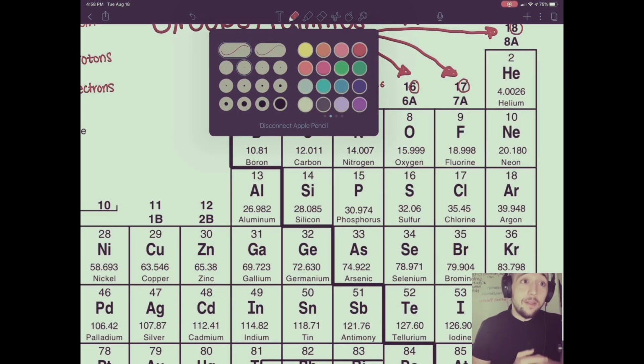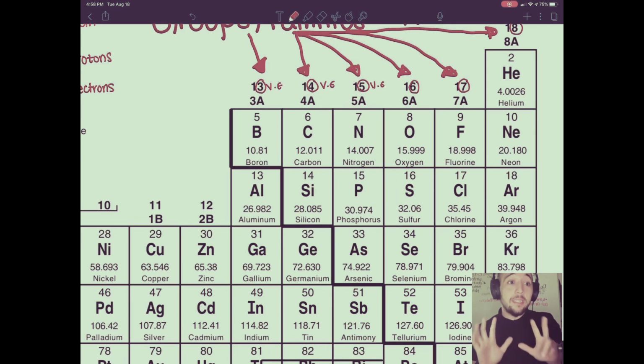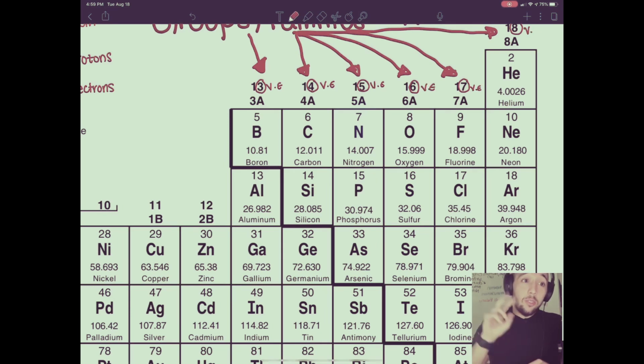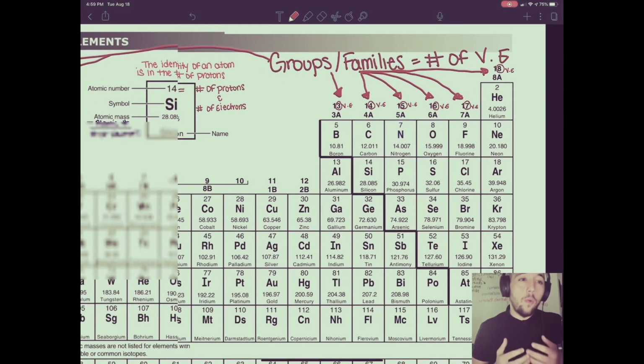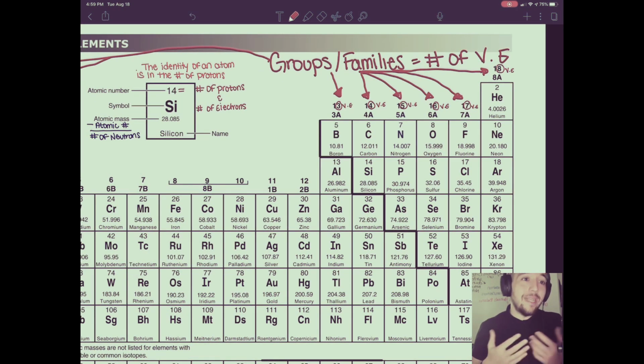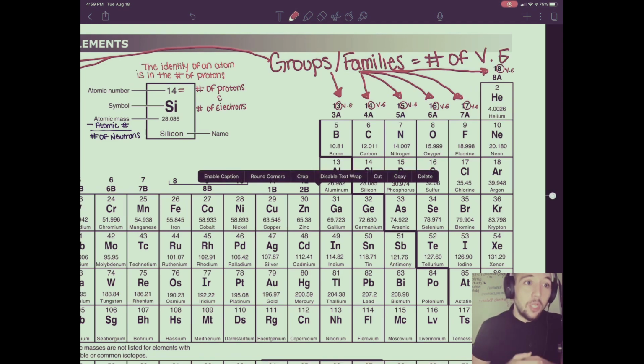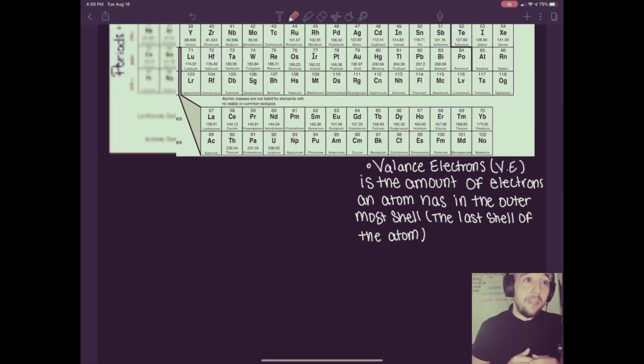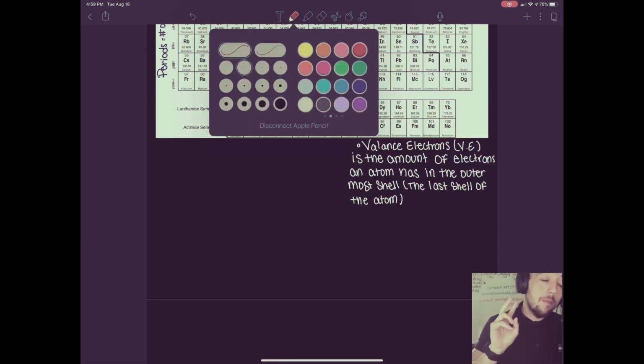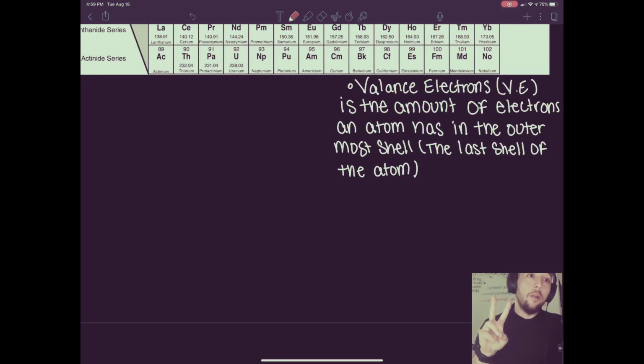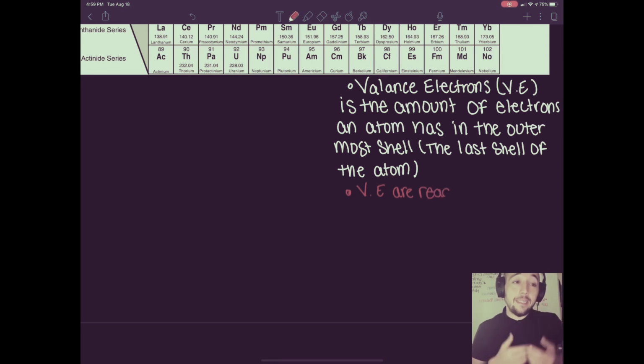With that being said, the 18th group, which has 8 valence electrons, there is one exception, and that is going to be helium. Because if you remember how many electrons helium has, it only has 2 electrons. So there's no way that it can have 8 valence electrons on its outermost shell because it has a maximum of 2. So it's the only exception. Everyone else in group 18 has 8 valence electrons.